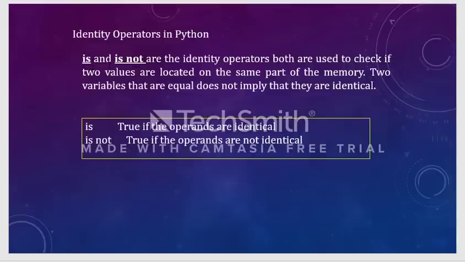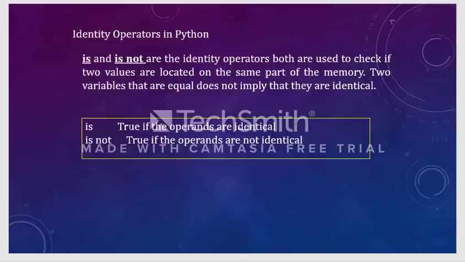So is and is not are the two identical operators. Both are used to check if two values are located on the same part of the memory. So two variables that are equal does not imply that they are identical. I'll explain. So is and is not are the two different operators, especially used in Python. It will be checked between two values.